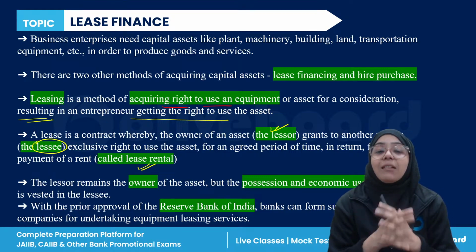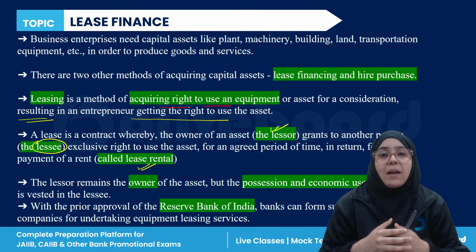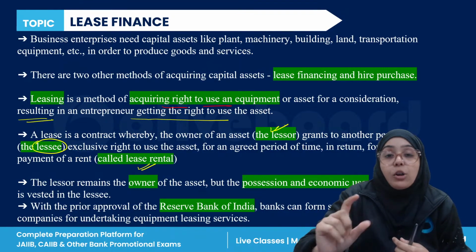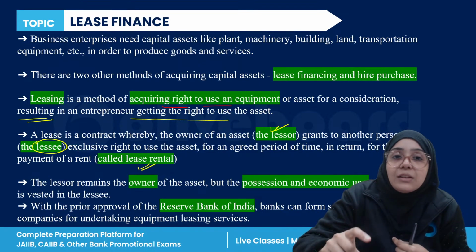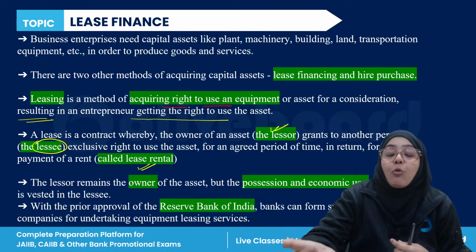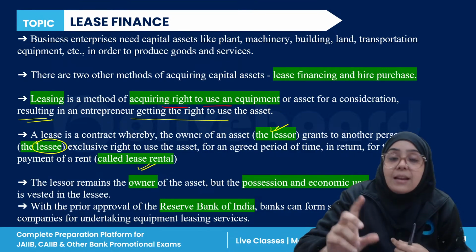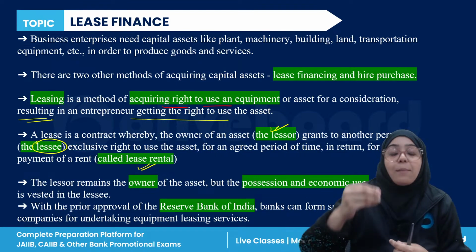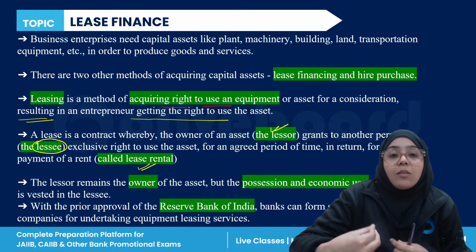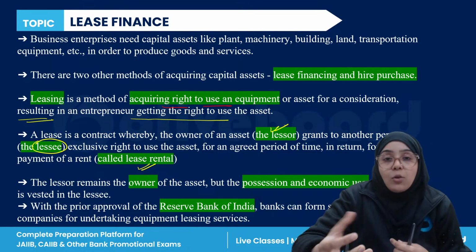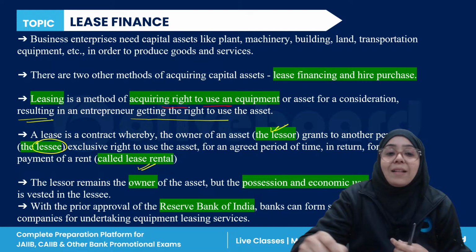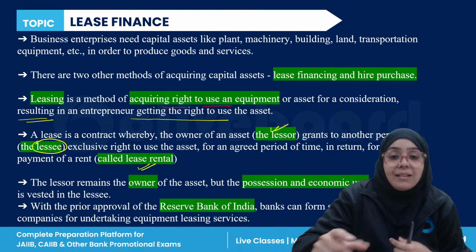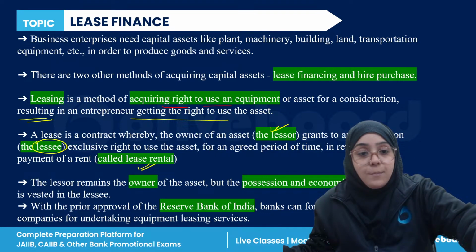For example, I have some asset, I have some land, right? I have given this land to you for using it for a consideration. Then it is known as a lease contract, right? So I am the owner of that asset, so I am known as the lessor. The one who is acquiring the right to use that asset is known as the lessee, and the lessee is responsible for giving the lessor the lease rental. Clear?